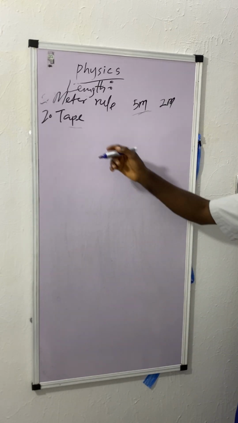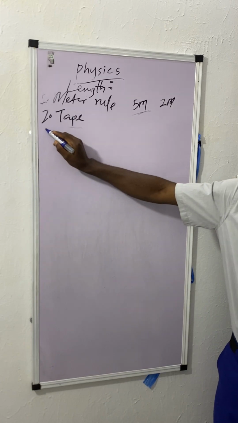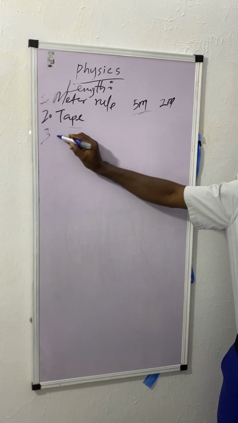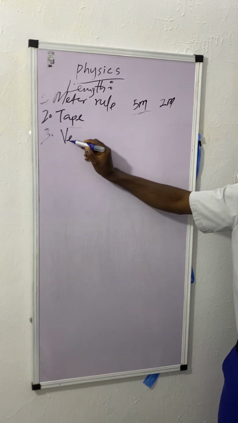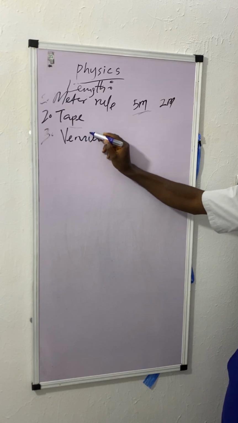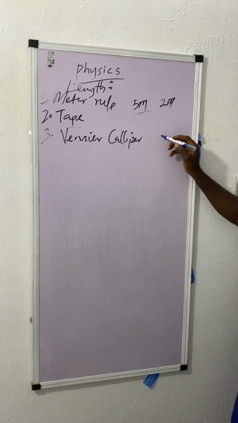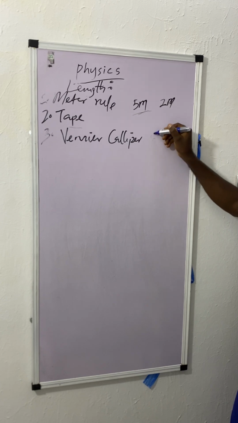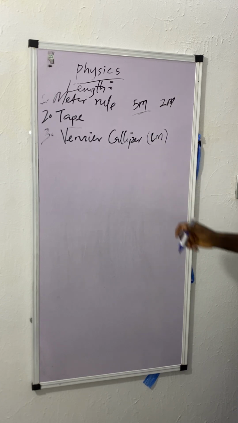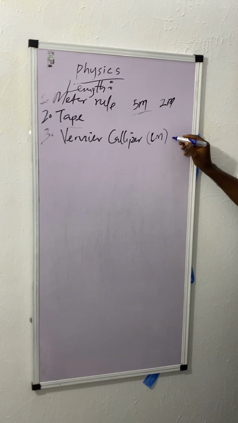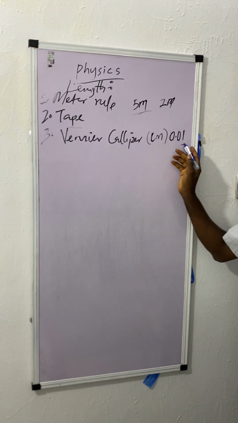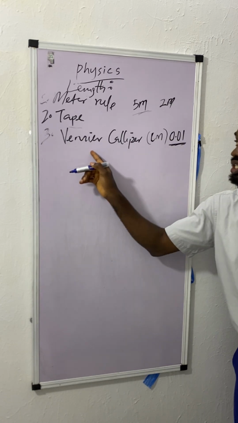All right, so what's the next? You can also measure length with the caliper and micrometer screw gauge. All right, vernier caliper. The scale is usually in centimeter. All right, centimeter, that's the scale, and we observe zero error of about 0.01, measured in centimeter. You must observe this zero error when you are using the vernier caliper.